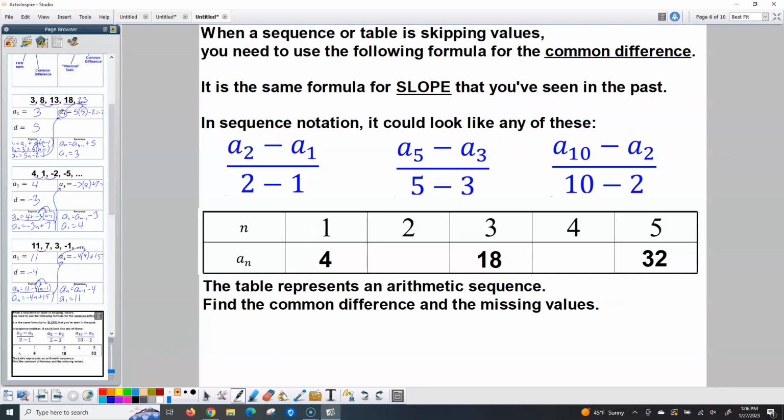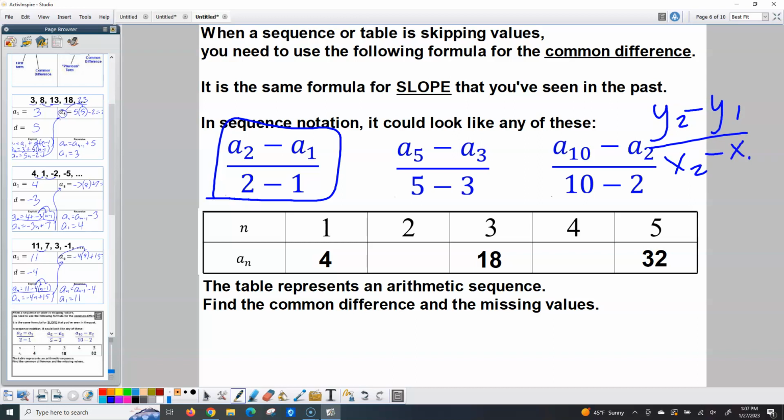It's fairly easy when it's giving you a list, those first 4 terms or whatever, kind of plugging all that in. Sometimes you get a table like this where they skip values. So if I have a table that skips values, I have to use this slope formula. You've probably seen the slope formula written like this, y sub 2 minus y sub 1 over x2 minus x1.